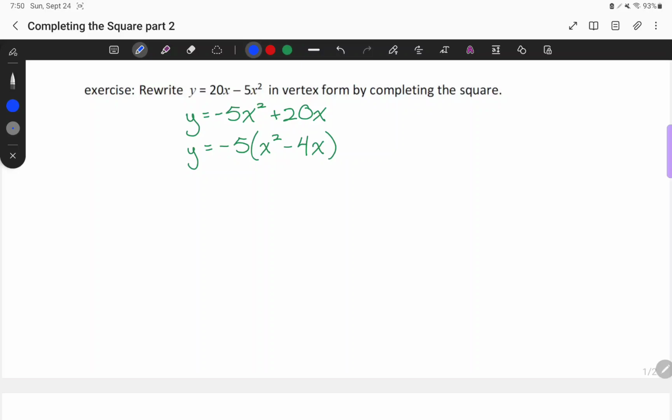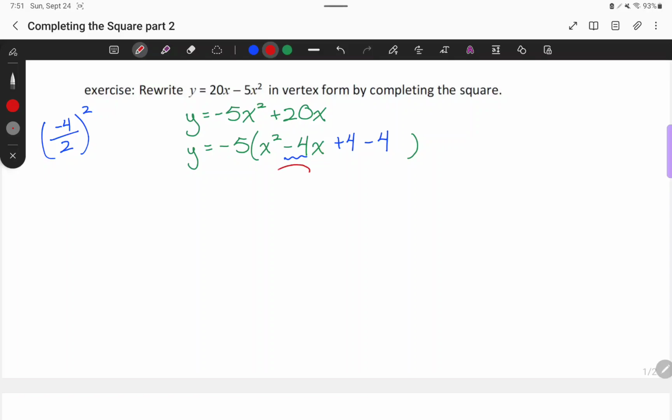Seeing the x squared minus 4x, I need to decide what goes in there, and we can actually put this in at the end. Let's just pop it in there. I have a -4, so I can take that -4, divide it by 2, and then I'll square it. -2 squared is 4, so we'll go +4, and also -4. That way we're not changing the value of anything.